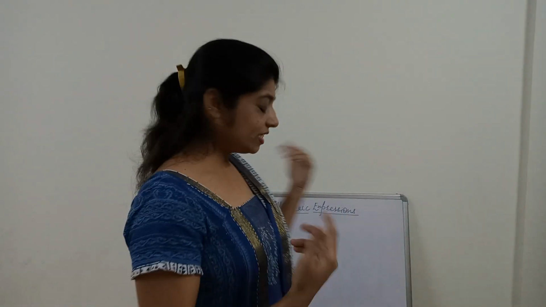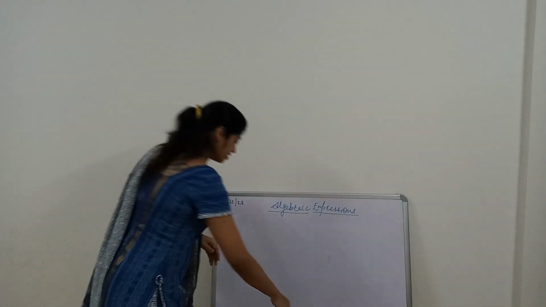Today I will be starting with algebraic expressions for class 7. Let us understand what we mean by algebraic expressions. Algebraic means that it's a combination of constants and variables with some operations. So what are these constants? What are these variables? What are these operations? Let's see in detail one after the other.